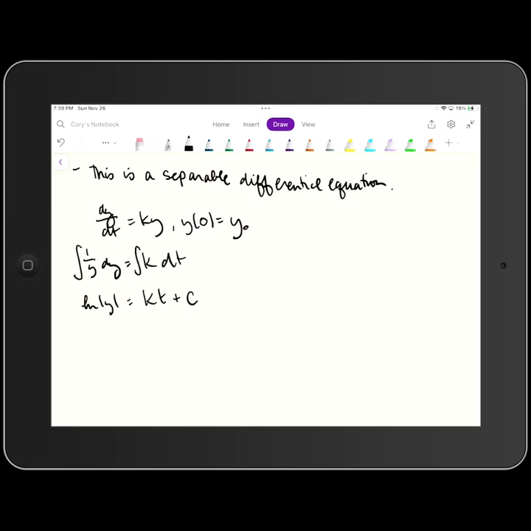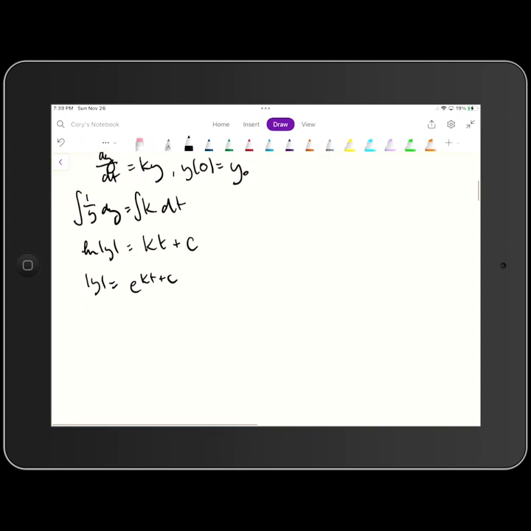And then we are going to want to isolate y. So to do that, I'm going to apply e to both sides. And when I do so, the e and natural log on the left-hand side cancel. So that just leaves me with the absolute value of y is equal to e raised to the kt plus c power on the right-hand side. And then because I'm adding exponents on the right-hand side, I can rewrite it as e to the c power times e to the kt power.